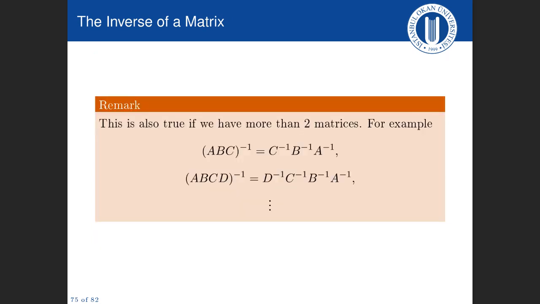Now, this is also true if we have more than two matrices. For example, the inverse of ABC, we need to change the order of ABC to CBA, and then we can put -1 on each one: C inverse, B inverse, A inverse. Or we could do this with 4 matrices, or 5 matrices, or 6 matrices, or however many we wanted.